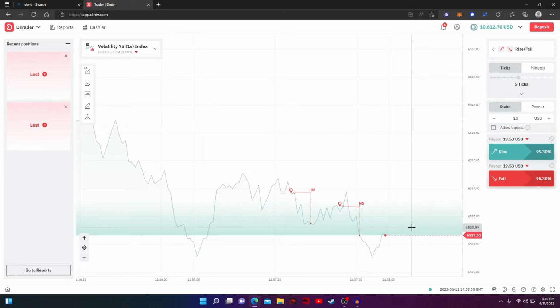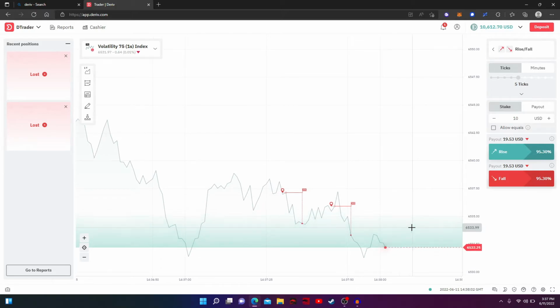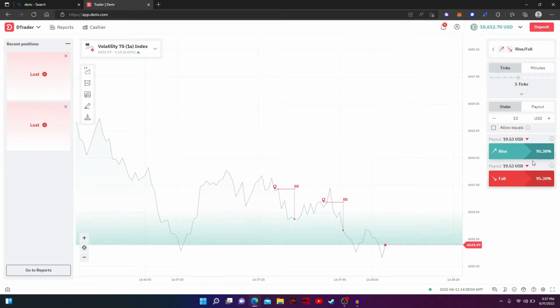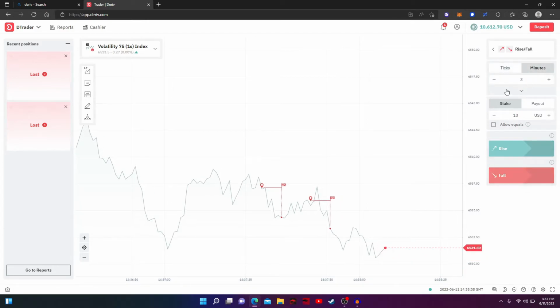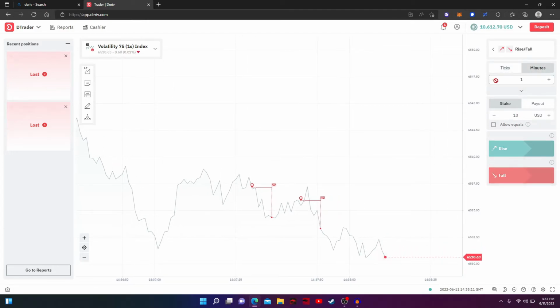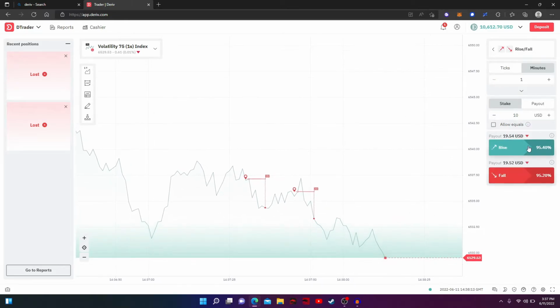I don't really trade the ticks, but the ticks is really, really fast money, to be honest. It's really, really fast money if you understand it. So let's move to the minutes. Now I like to trade on a 1 minute chart.